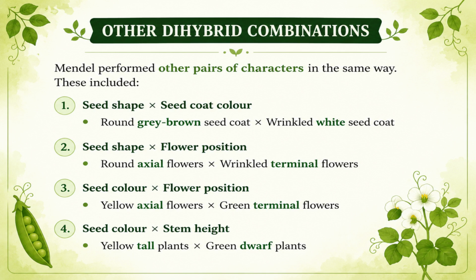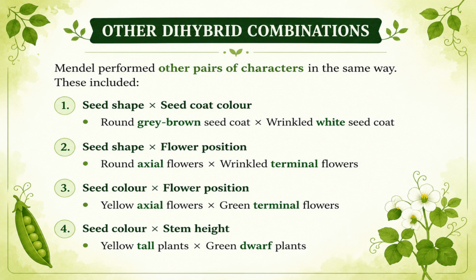This was very important because a scientific conclusion cannot be based on just one experiment. So Mendel selected different pairs of contrasting characters and performed dihybrid crosses again and again. Let us look at some of these combinations. The first combination was seed shape and seed coat color. He crossed plants having round gray-brown seeds with plants having wrinkled white seeds.